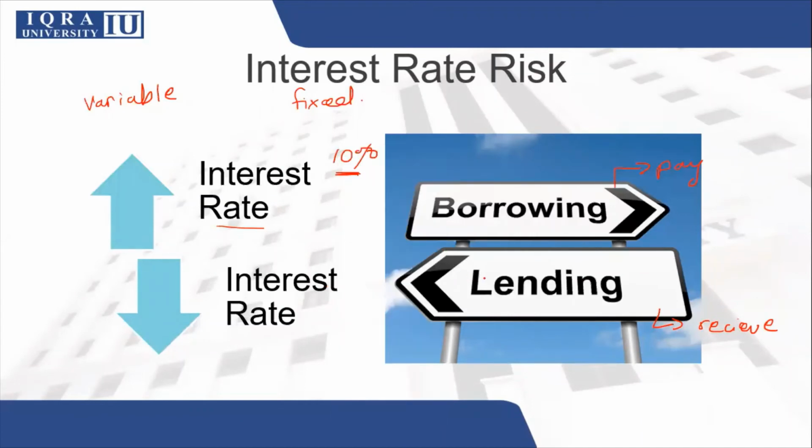And it is vice versa for lending. If you're lending on a fixed interest rate and the interest rate increases, you will be unable to take advantage of the higher returns because your return is fixed at 10%. So if it's gone to 12%, you cannot take advantage of it. And similarly, if the interest rate declines, say to 7%, you will be happy because you have the fixed interest rate. So interest rate risk is there whether you have a variable contract or a fixed rate contract.